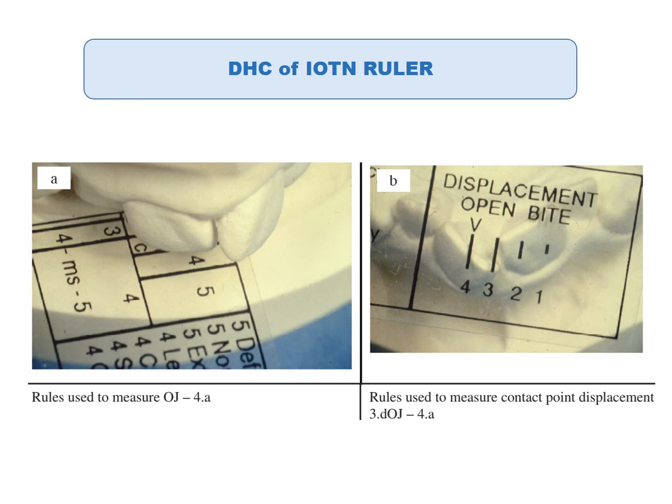Closer look at the IOTN ruler. This is an example of the ruler used to measure overjet, and in this situation it is a 4A, and this part of the ruler is used to measure contact point displacement, and in this situation it is a 3D.